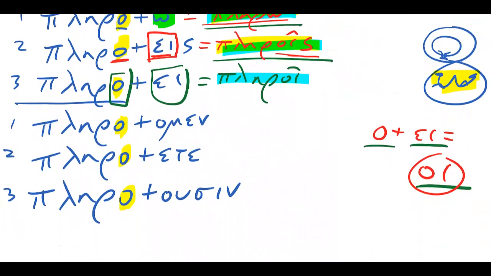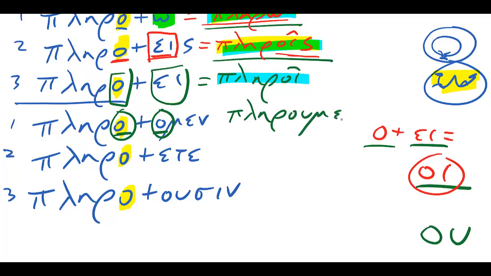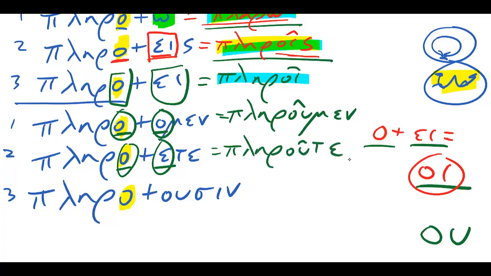Let's keep going here. So we have the omicron contract vowel plus the omicron at the beginning of the ending. That's a single vowel plus a single vowel. That's like two bubble guys running together. Ooh, bam, they hit the ground, right? Pleroumen, we are fulfilling. Here we have the omicron plus the epsilon. That's a bubble guy plus a dinosaur running together. Ooh, so that's pleroute, right? Pleroute. Y'all are fulfilling.